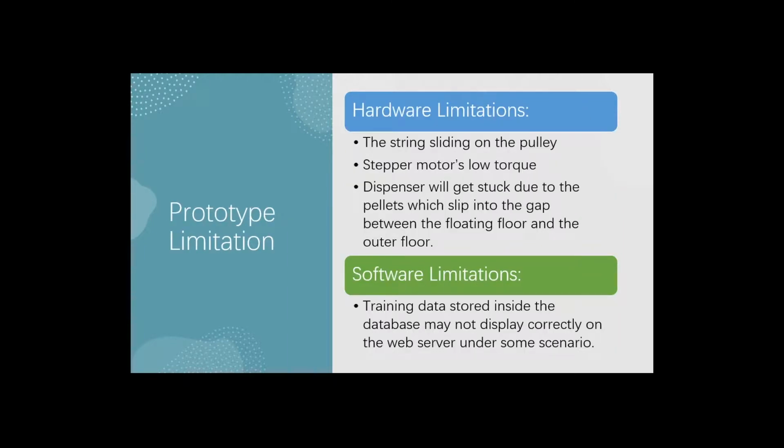However, there are still some limitations inside our prototype. Firstly, the string sliding on the pulley will cause the speed and distance measurement to be incorrect. Second, the stepper motor's roll torque will greatly limit the maximum force that we can use to train the little animals. Next, the dispenser will get stuck by the pellets slipping into the gap.